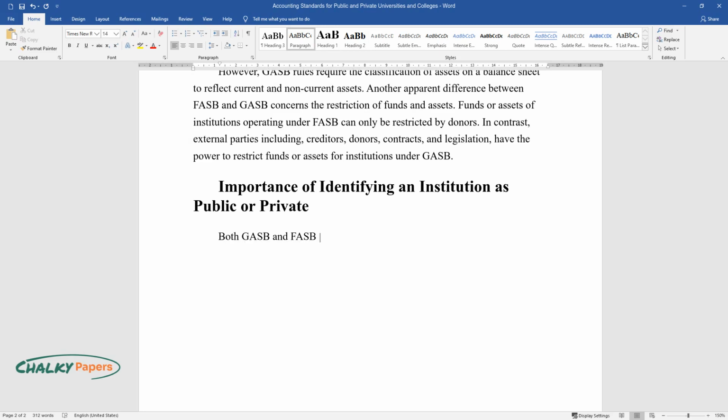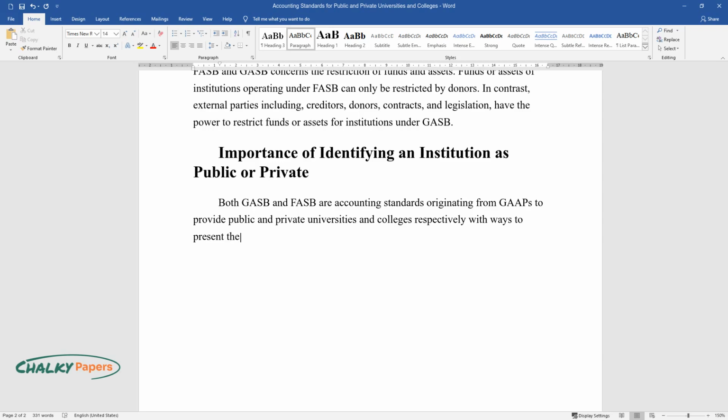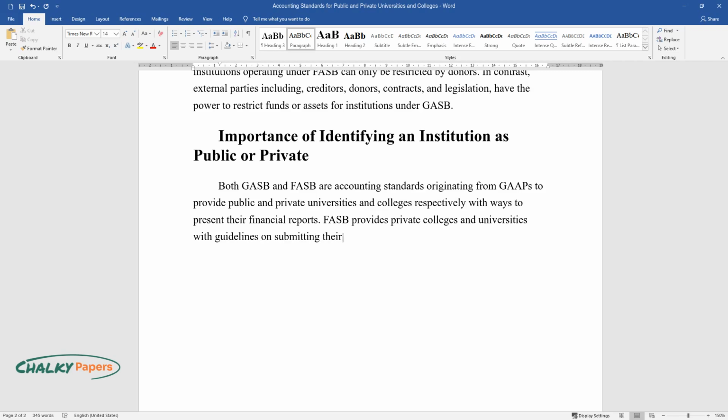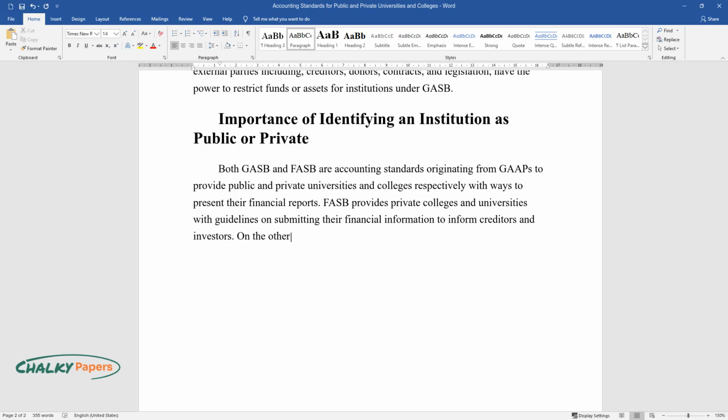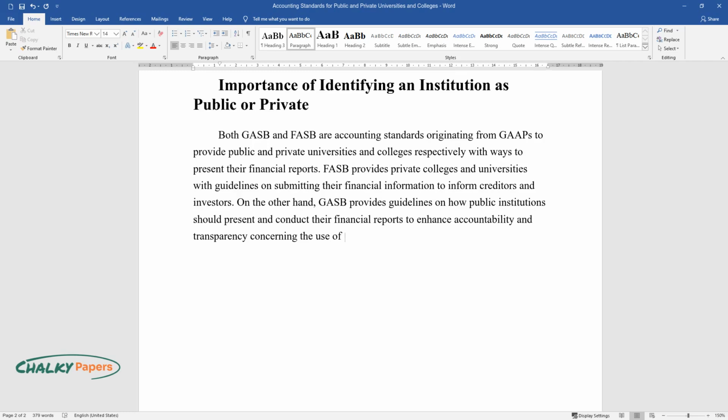Both GASB and FASB are accounting standards originating from GAAPs to provide public and private universities and colleges respectively with ways to present their financial reports. FASB provides private colleges and universities with guidelines on submitting their financial information to inform creditors and investors. On the other hand, GASB provides guidelines on how public institutions should present and conduct their financial reports to enhance accountability and transparency concerning the use of public funds.